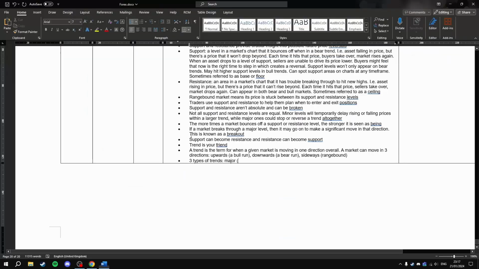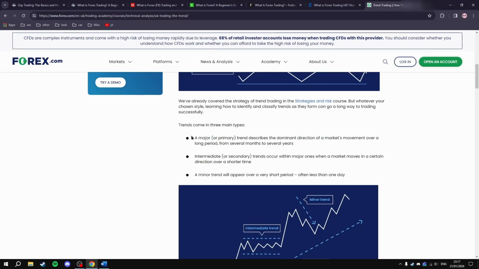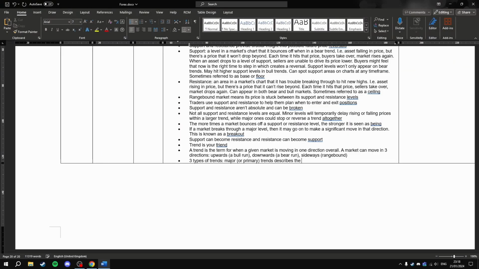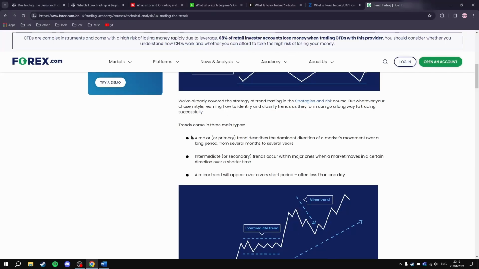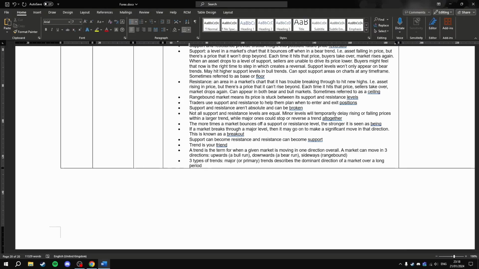Major or primary trend describes the dominant direction of a market's movement over a long period. The dominant direction of a market over a long period, from several months to several years.